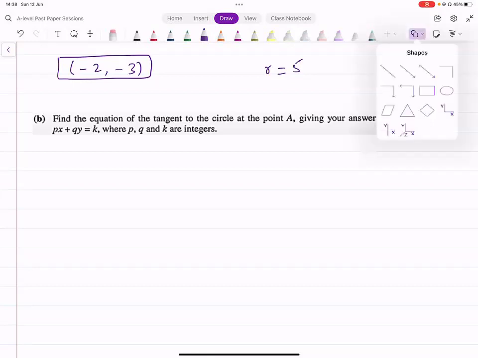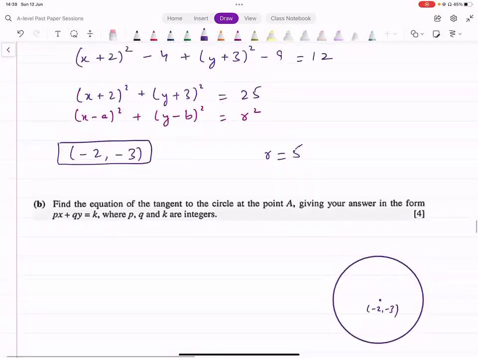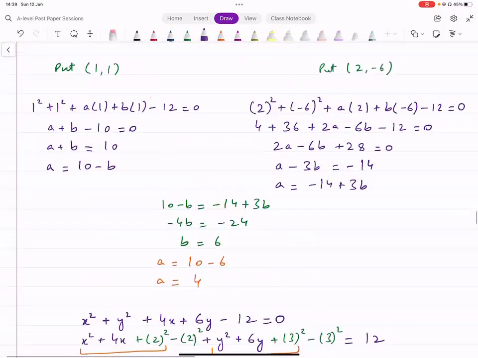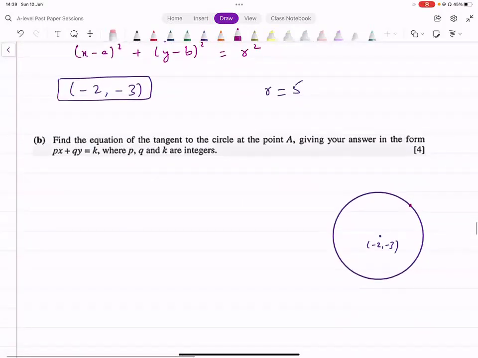Now, let's just try to think about this. This is the circle. We've got the center of the circle. We've got the coordinates of the center. The coordinates of the center are minus 2 and minus 3. We've got some point A on the circumference. The point A is 1, 1. So let's say that's somewhere here. The coordinates are 1 and 1. We need to find the equation of the tangent to the circle.